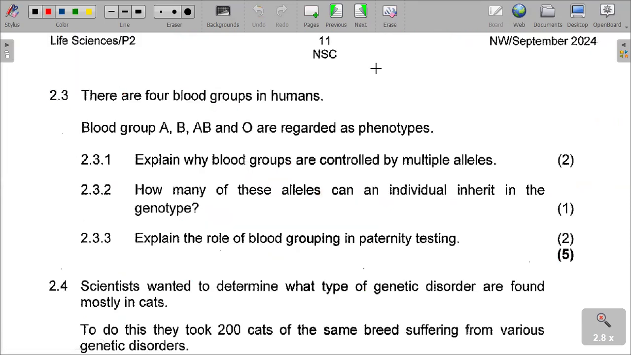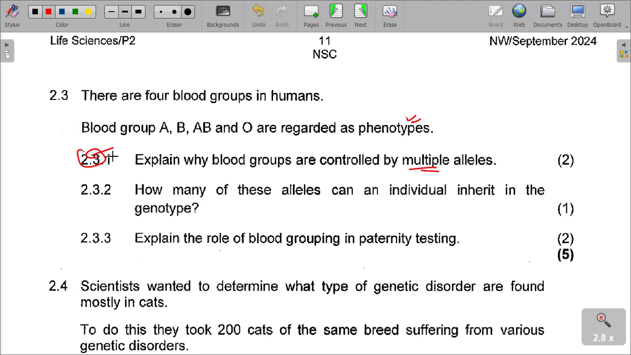And then, next question. There are 4 blood groups in humans. That is true. Blood group A, blood group B, and O, as well as AB, are the recorded phenotypes. Explain why blood groups are controlled by multiple alleles. So we are saying question 2.3.1.